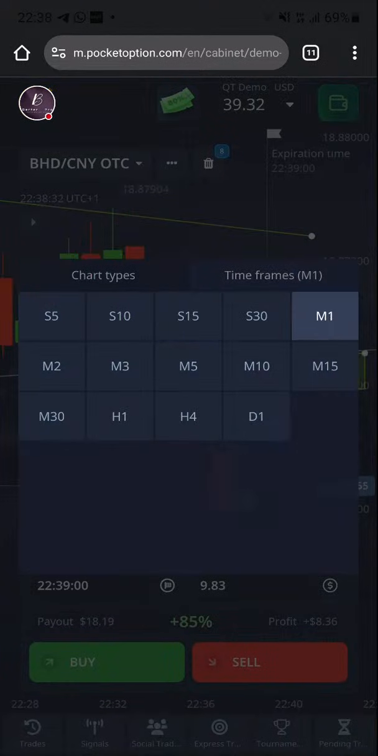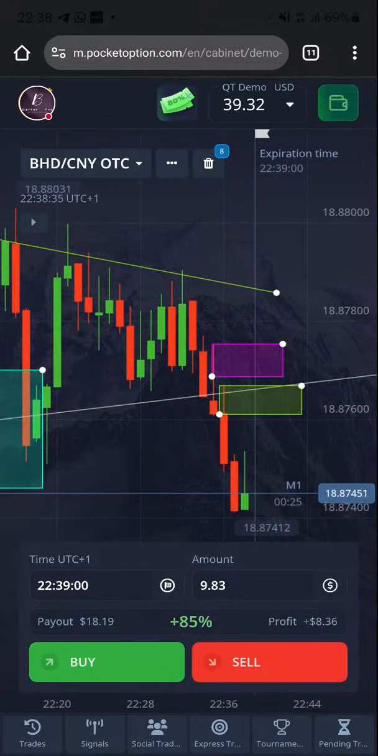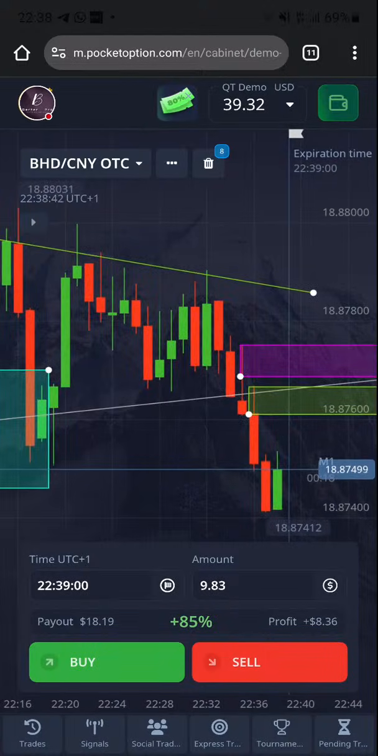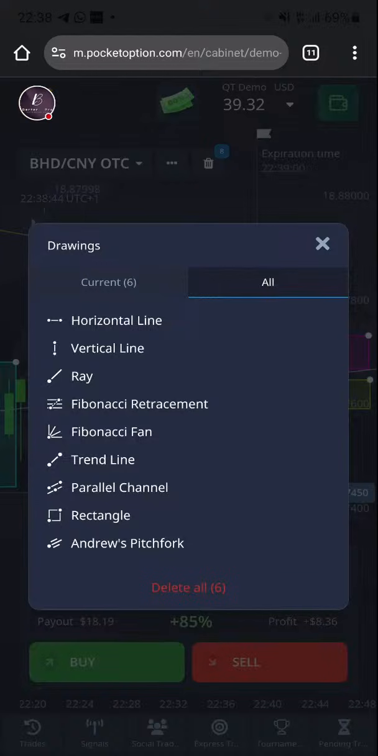We'll go back to M1. Now you can see now. This is the one we are going to trade. This other one, we will just observe it. You get price may retrace from this other one too.